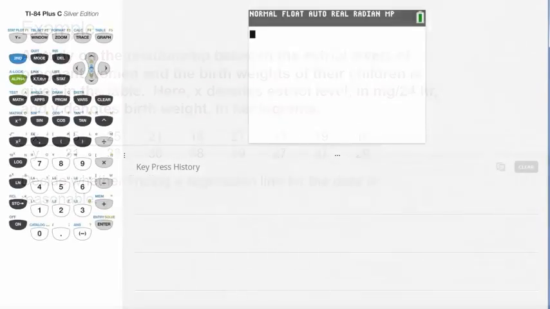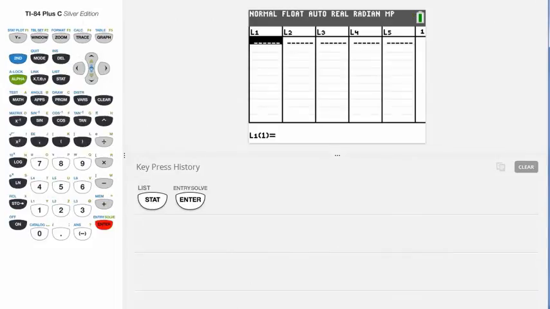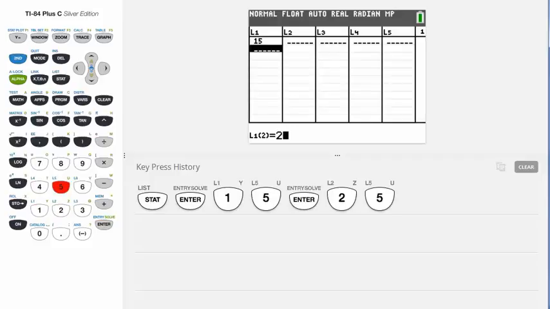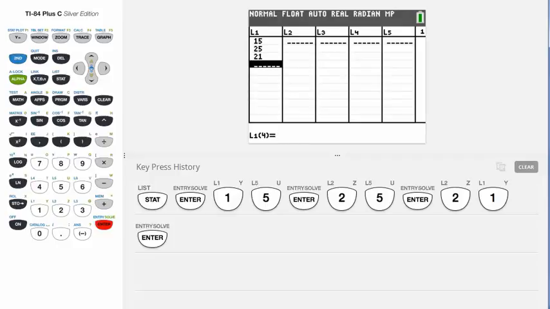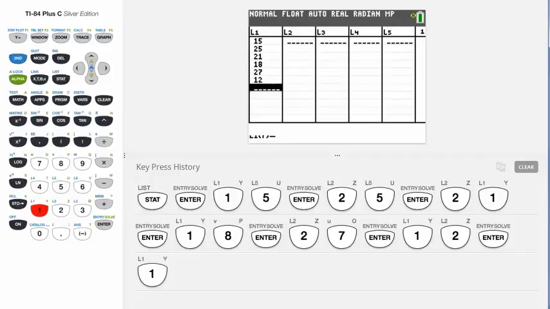Moving to our calculator, we want to go to Stat, Edit, and I'm going to type my values for X in L1: 15, 25, 21, 18, 27, 12, 19, 16.